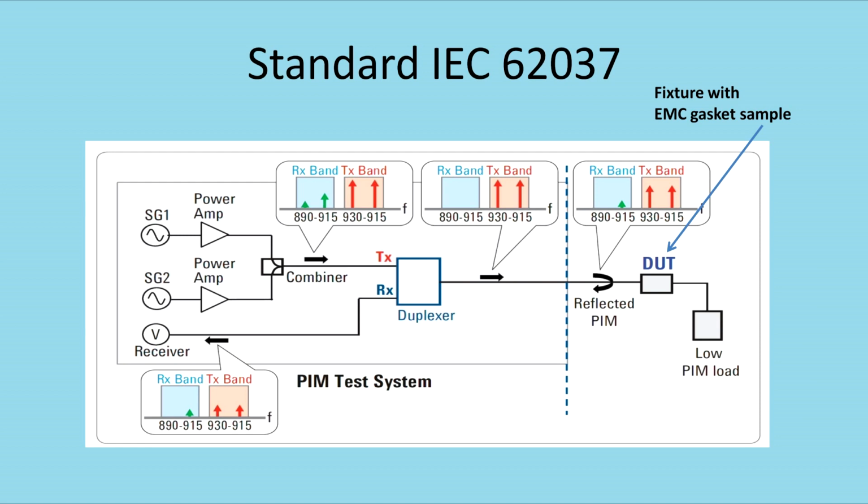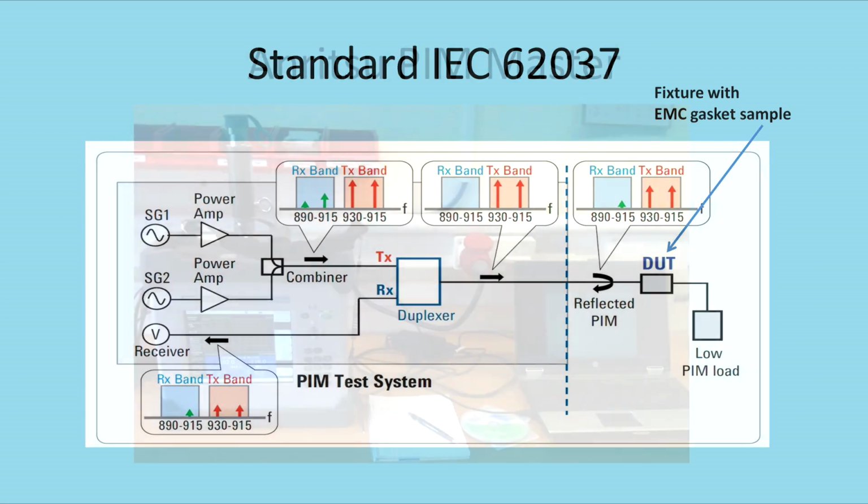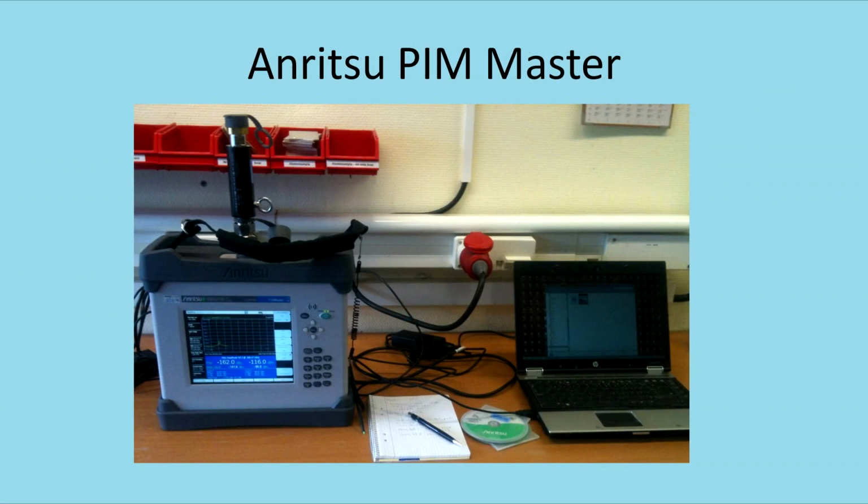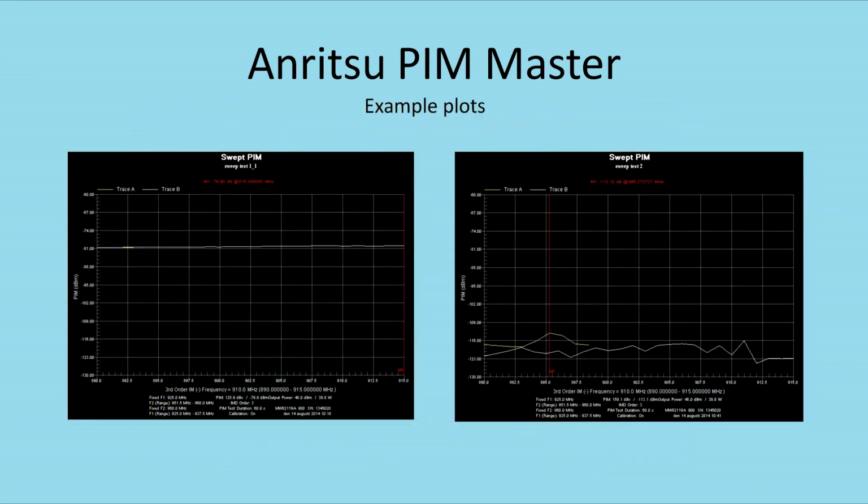There is no standard available today for testing, for instance, EMC gasket materials. For that reason, we are developing a fixture to be able to do such tests. The equipment used is a standard test system, a PIM master from Anritsu. This picture shows two sample screen dumps from the PIM master. Frequency is on the x-axis and PIM power in decibels on the y-axis.